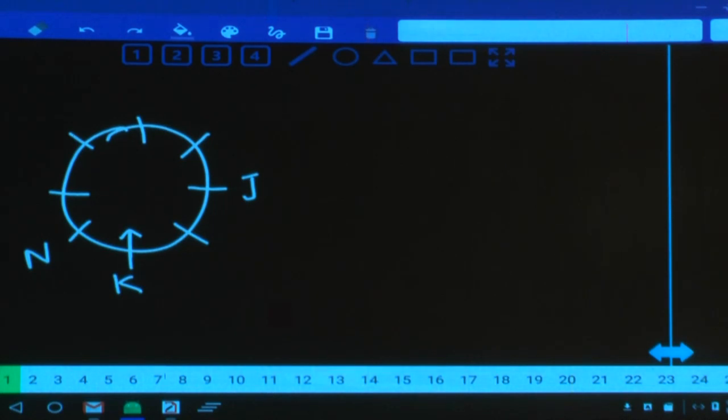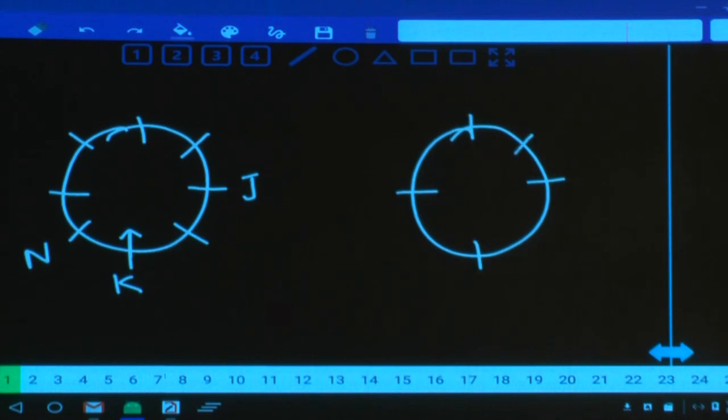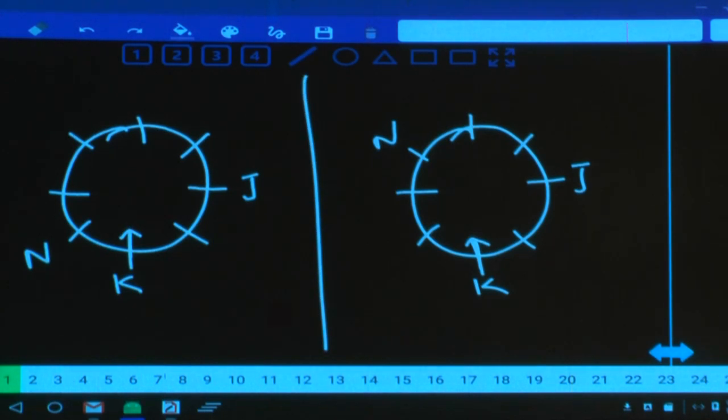Either left hand side of J or right hand side of J. Hence, the second possibility, 1, 2, 3, 4, 5, 6, 7, 8. Now K is facing the center. J sits second to the right of K. And two persons between J and N. N can be here as well. Done with this? There are two possibilities in this.